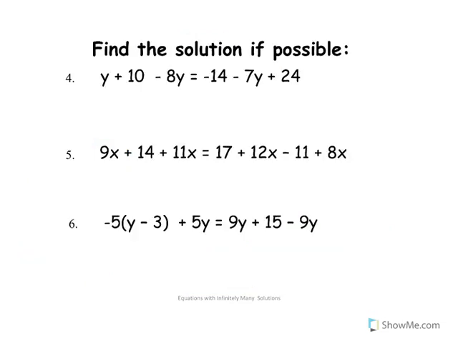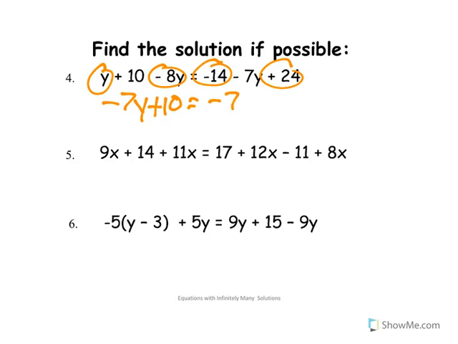All right, so I'm going to do these kind of quickly. Again, I don't want this to draw out too long. So if I combine my like terms, I've got negative 7y plus 10. And here, if I combine these like terms, I get negative 7y plus 10. Wow, that looks exactly like what we just looked at. And I'm going to call that infinitely many solutions.